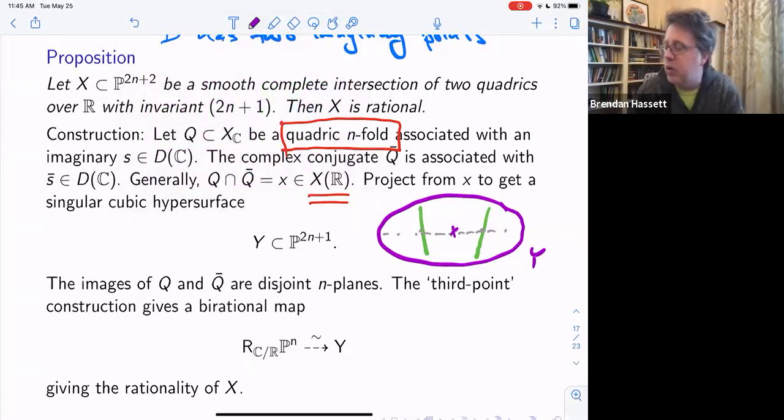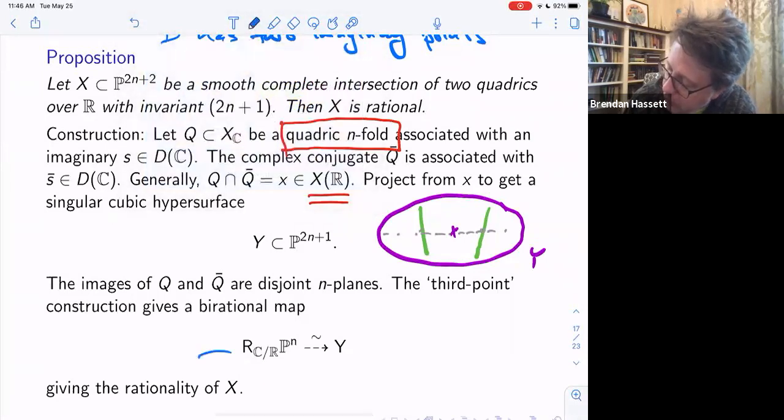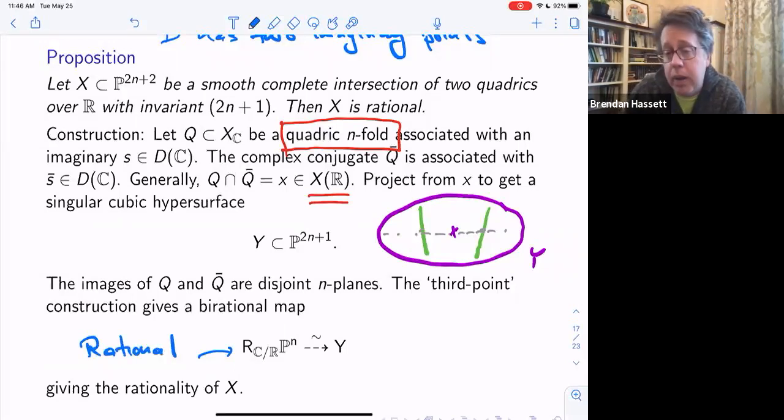This third point construction gives you a map from the restriction of scalars, Pn, from C to R. And so this is here. This restriction of scalars is in fact rational, to our cubic hypersurface in P2n plus 1. And so this gives us a rationality in this case.